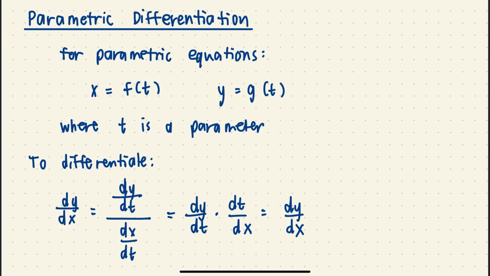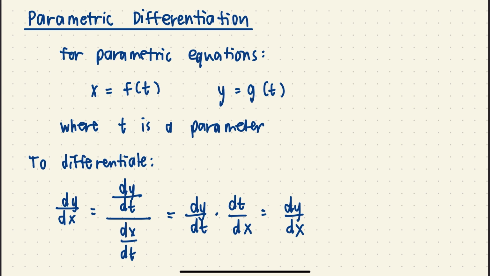We now go to parametric differentiation, and at this point we will consider parametric equations. For example, you have x as a function of t, and then y as a function of t as well, g of t, where t is a parameter. To differentiate and get the first derivative, dy over dx, you just get the ratio of dy over dt, the derivative of y with respect to t, with the derivative of x with respect to t.